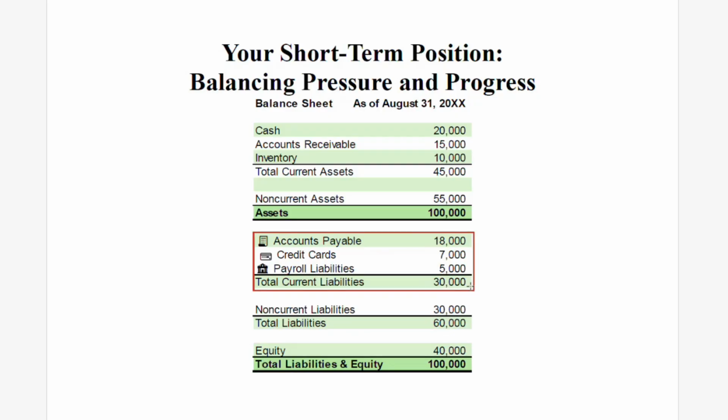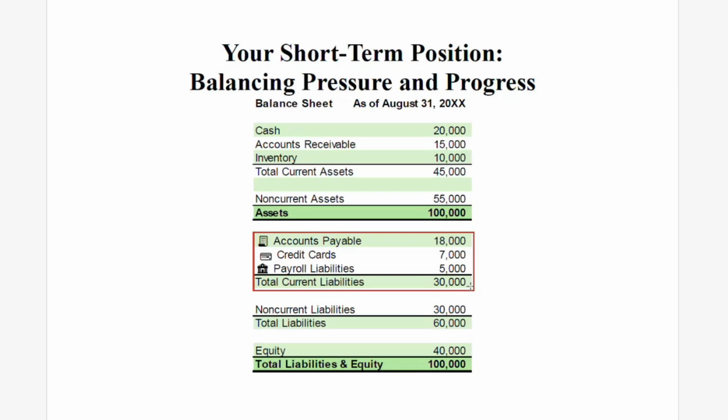So let's just sort of recap. Current liabilities represent those short-term liabilities. They're due within 12 months. And if these are stated correctly, they are really going to help with cash flow management.